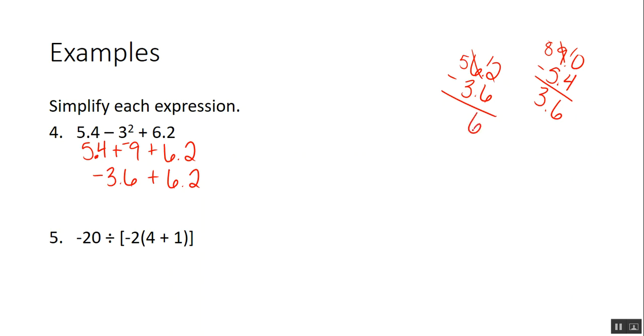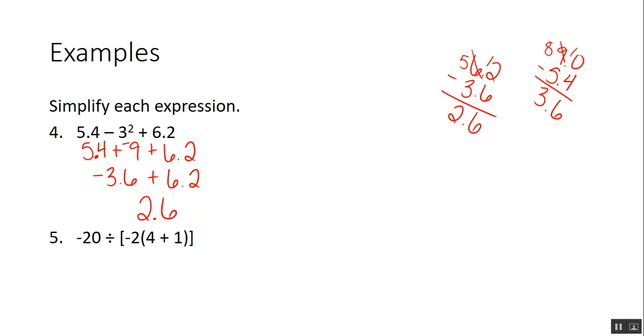12 minus 6 is 6, 5 minus 3 is 2. We get 2.6, positive 2.6 as an answer. We probably won't see a lot of questions yet with decimals and fractions, but we should be comfortable enough with adding and subtracting them that this is a problem I do expect you to be able to do and understand.